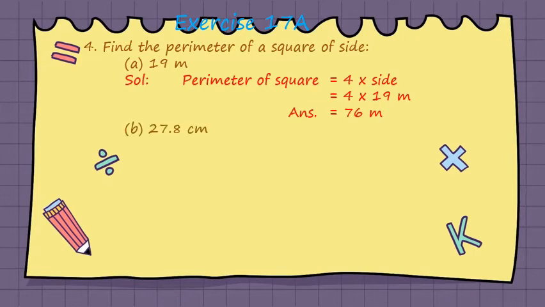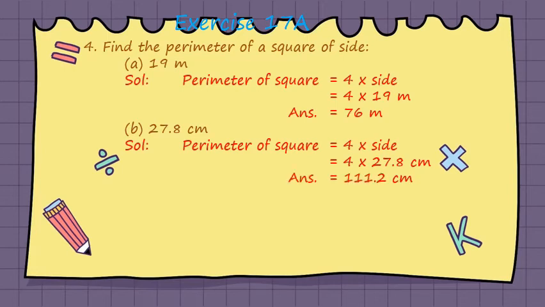question. So here you have to find the perimeter of a square of side 27.8 centimeter. Again we know that perimeter of a square is equal to 4 multiplied by side, which is equal to 4 multiplied by 27.8 centimeter, as side is equal to 27.8 centimeter, which in turn is equal to 111.2 centimeter. Now let's come to the C part of this question.